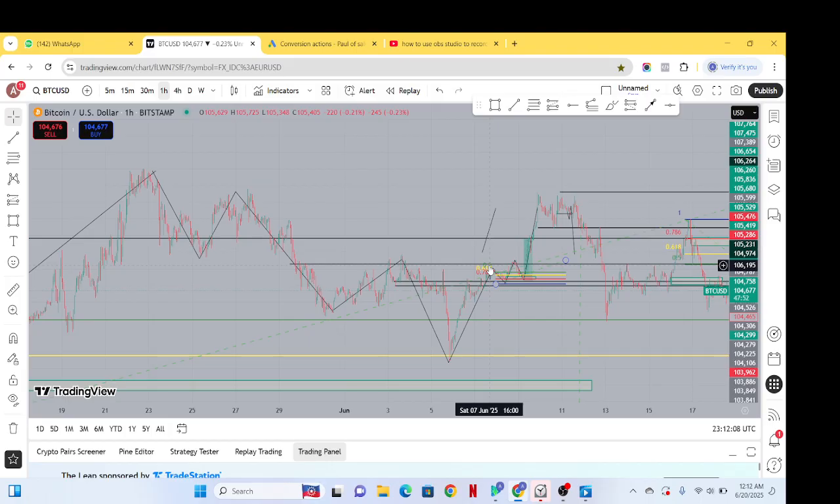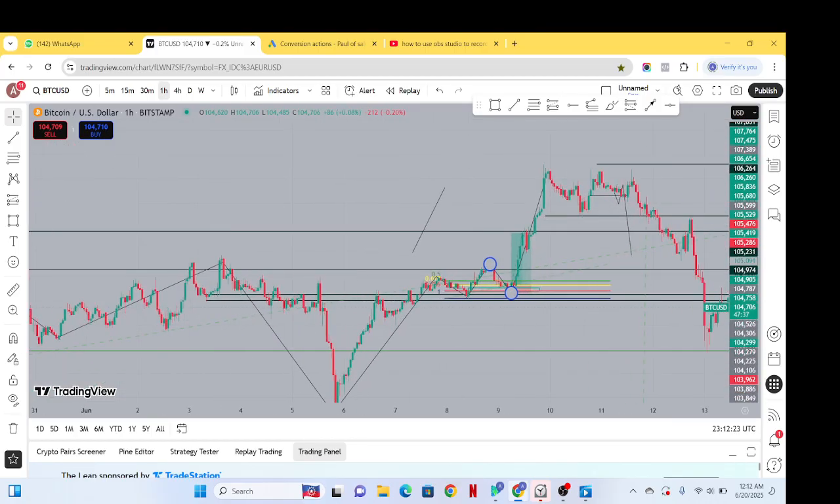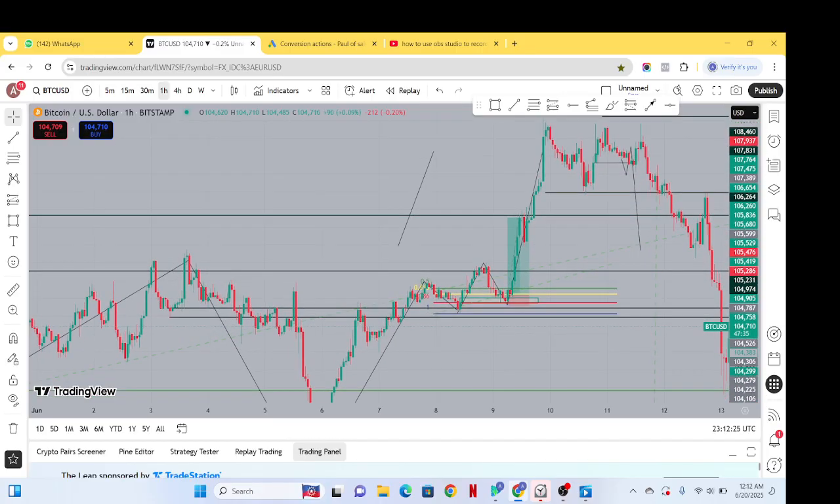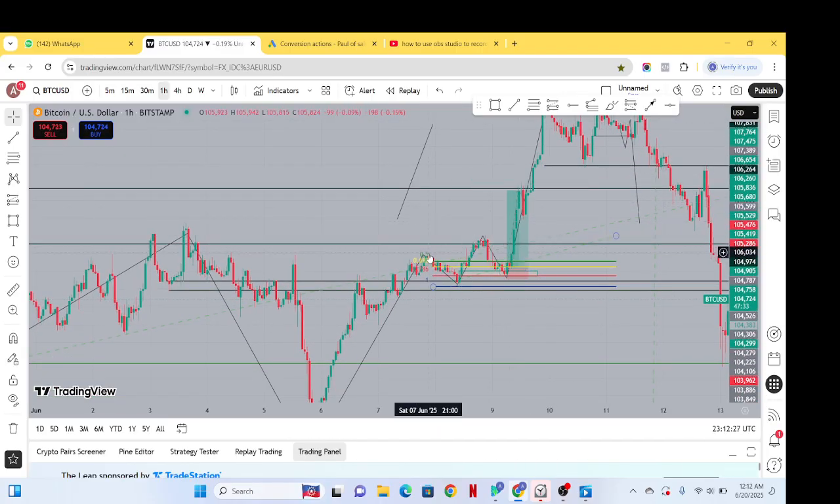But this time around, instead of giving us a lower low to this side, it did not. It gave us a lower high, a higher low rather. And then from the higher low, this gave us another higher high. Let me zoom it out for you to see. This is a lower low here. This a higher low rather, and it gave us a higher high, higher than this one.